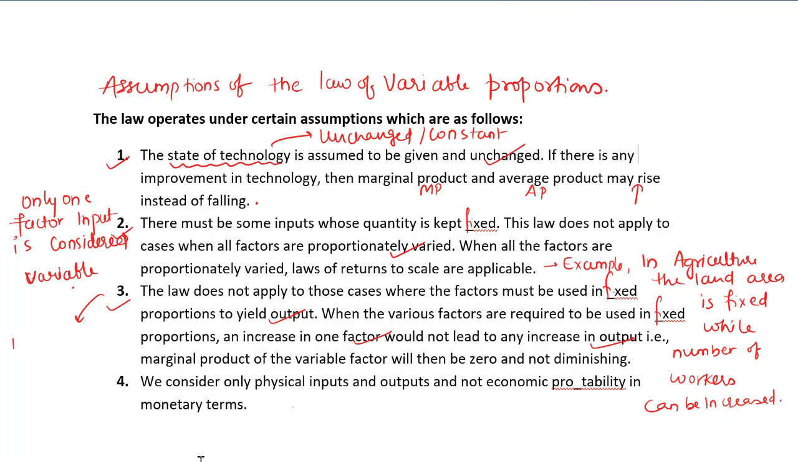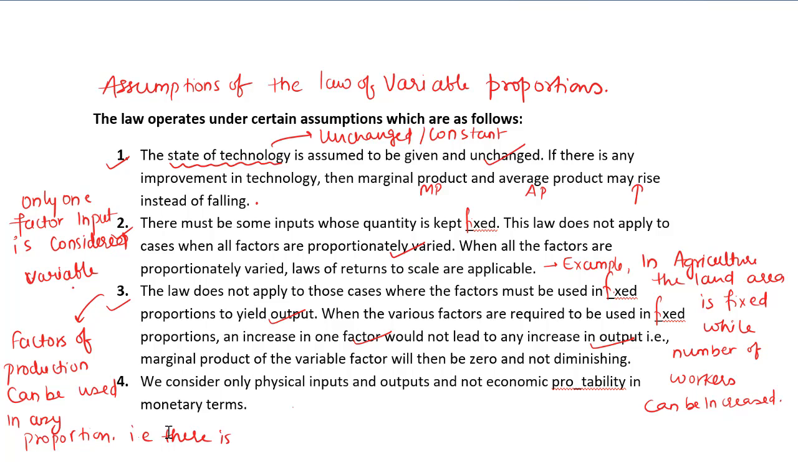So you can write over here: factors of production can be used in any proportion. Could be used in any proportion. That is, there is no fixed proportion of factors. Let's see the fourth one.